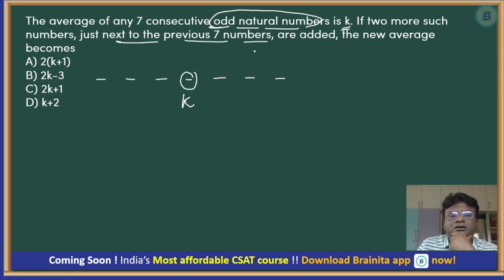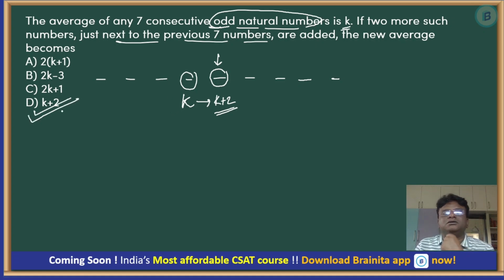Now I am going to add two more such numbers next to the previous 7 numbers. So I am adding these 2 numbers. Now I have 9 numbers, so the average would move to this because now this is the middle. Now this is nothing but the next odd number. D is the answer. Okay, so this is a fairly easy question. You have to only carefully see. Don't get scared because it is k, x, y. You just think logically and you will get the answer. Let us move to the next question.